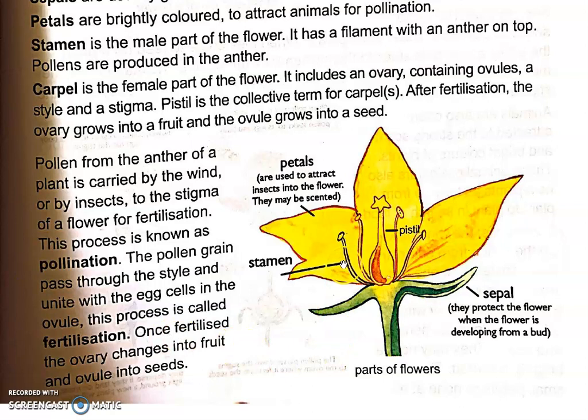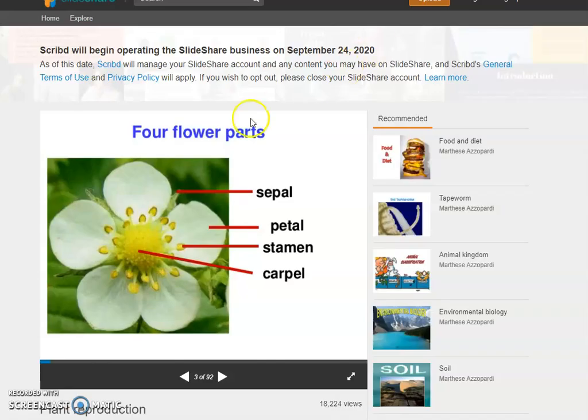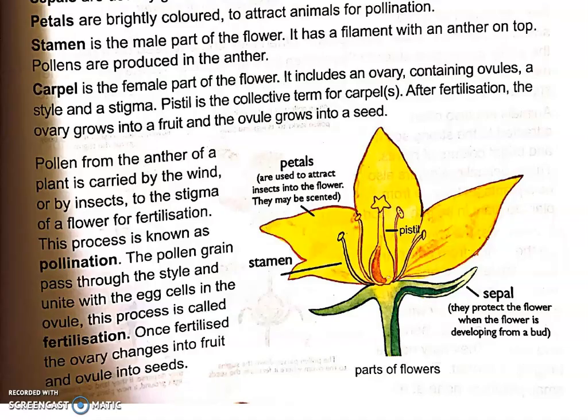Then this is the stamen. This is the pistil. This is the sepal. They protect the flower when the flower is developing from a bud. So you see that it is a very protective green color thing. Now let me show all of this to you in a real plant. So see, this is a real flower photo. In this you can see this is the sepal, this is the petal, the stamen and the carpel. So these are the important parts of a plant.